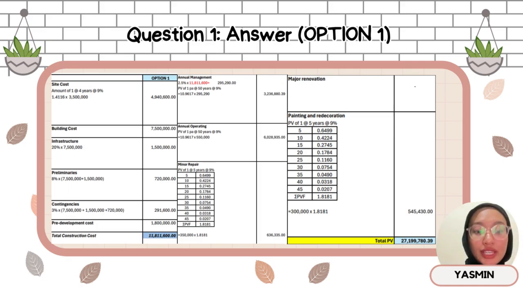For the annual operating, we will also use PV of 1 per annum at 50 years at 9%, multiplied with 550,000, and then we will get the answer.